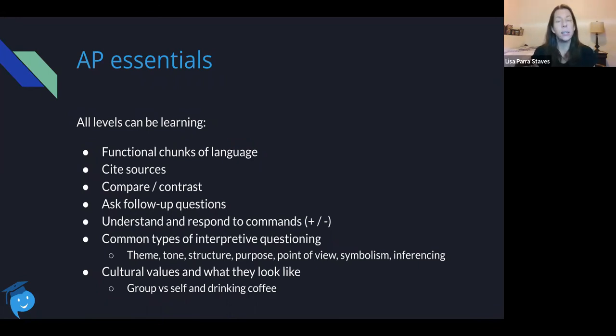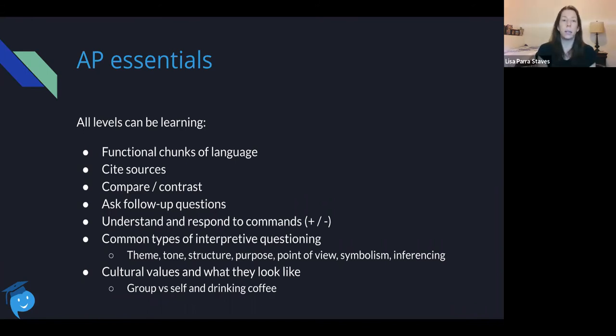Language to compare and contrast ideas, asking follow-up questions, also being able to understand and respond to both negative and affirmative commands. Sometimes in the simulated conversation, students will be directed to answer affirmatively or answer negatively. So that's quite helpful as well. Notice giving commands is not a skill that I listed. Of course, in certain circumstances, yes, students will give commands, especially to one another or to their siblings. But for the AP test, understanding commands and responding to commands, especially in that simulated conversation, are, I think, the most realistic examples of how commands are working in our daily lives.